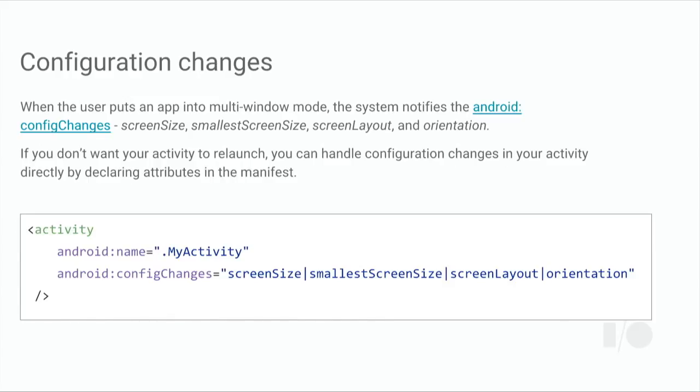In order to avoid relaunches in multi-window mode, you need to undo all the configurations I have on screen: screen size, smaller screen size, screen layout, and orientation. If you choose not to undo the configuration changes, you will be relaunched during resizing. However, we do preserve your current window on screen until you render new content into a new window, and we replace it seamlessly so that the experience to the user is not jarring and appears as smooth as possible.